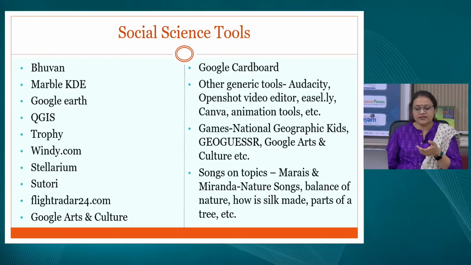Then third is Google Earth. We have been using Google for various purposes, Google Maps and Google Earth and all those things. QGIS is another tool. Trophy is another tool. Windy.com is a portal which is very effective for showing the wind direction and various other weather phenomena. Then Stellarium is another. I think yesterday while the science was discussed, it has already been discussed. So we use it for our geography purposes also, I mean the universe, while we are discussing that.